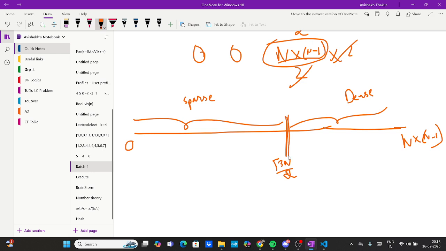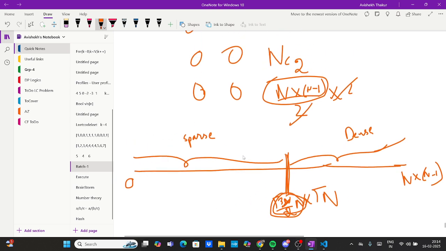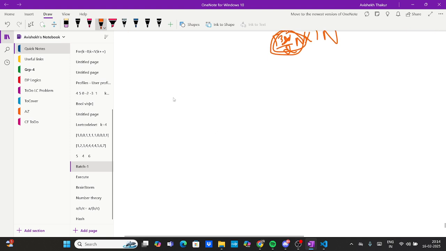What is sparse? Sparse is as few as possible. So there is this limit. I am not exactly remembering the exact midpoint, but there is some point which differentiates sparse and dense graph. In our case we can just think that the more edges there are, the more it goes towards dense, and the fewer, the more it goes towards sparse. I guess it should be something like n into root n, maybe. I'm not exactly sure, but some limit is there. So that is sparse and dense graph.